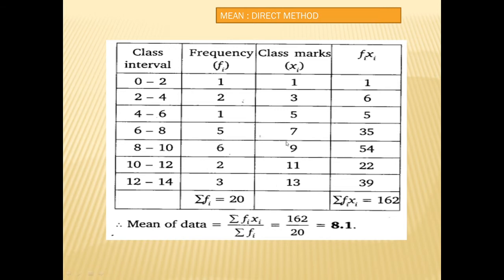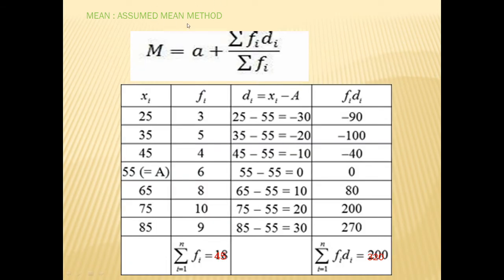Now we'll see how to find the mean in the assumed mean method. To find the mean in the assumed mean method, the formula is a plus sigma fi di by sigma fi. So you are supposed to calculate the class marks from the class intervals, whatever they are giving. From that you calculate the class marks. For example, I am taking this sum, and the frequencies will already be mentioned in the problem itself.